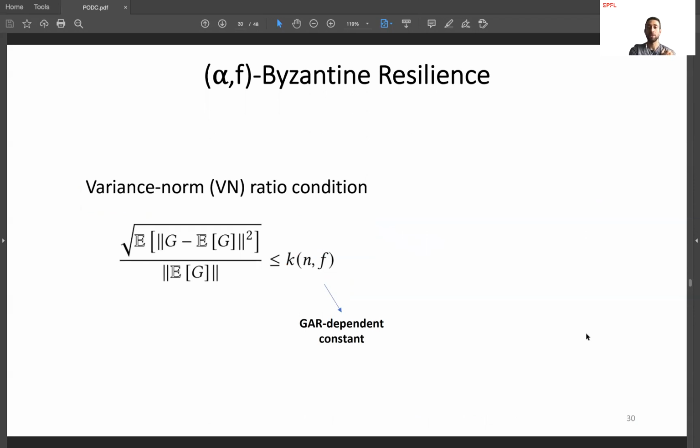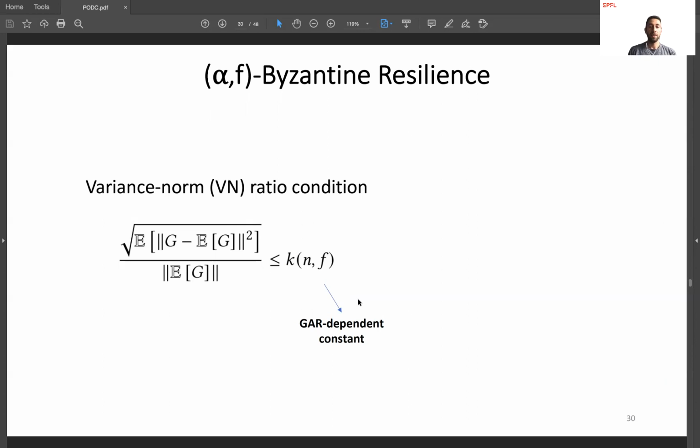the only theoretical condition currently existing in the literature that we can use in order for us to check for alpha F Byzantine resilience, or verify it, or make sure that a certain GAR actually satisfies alpha F Byzantine resilience. And what is this condition in a nutshell?